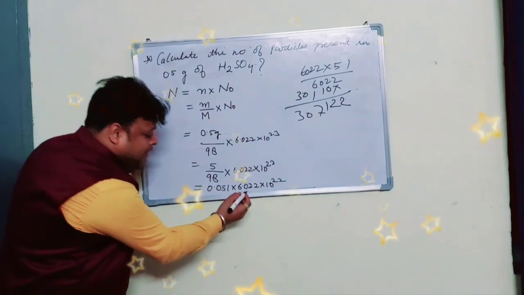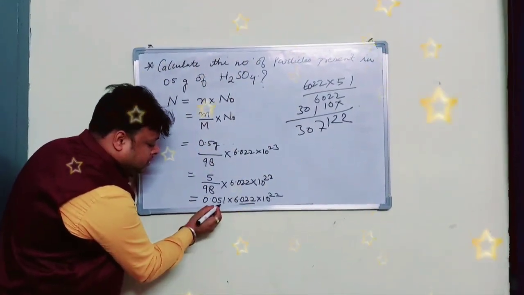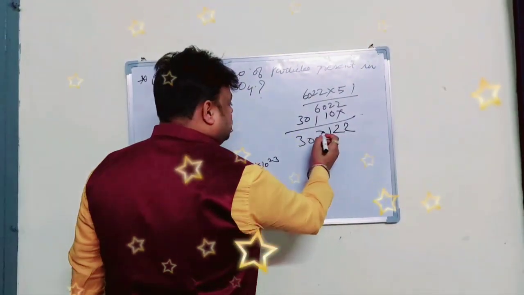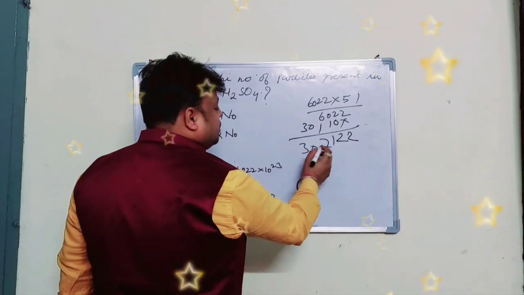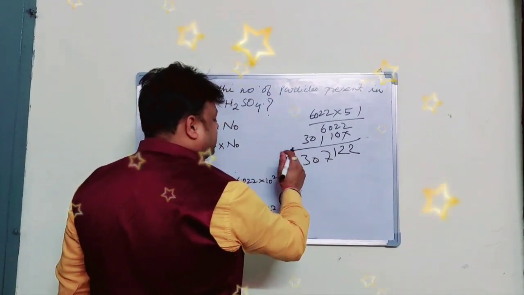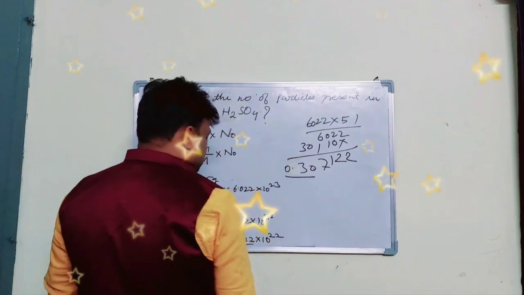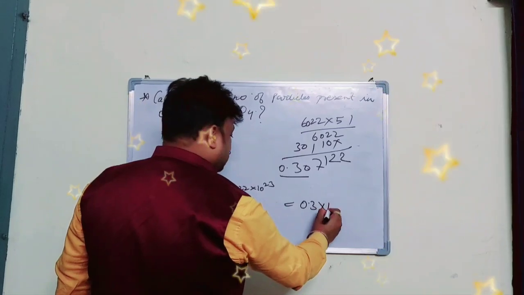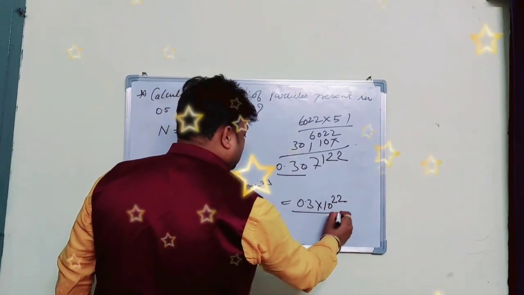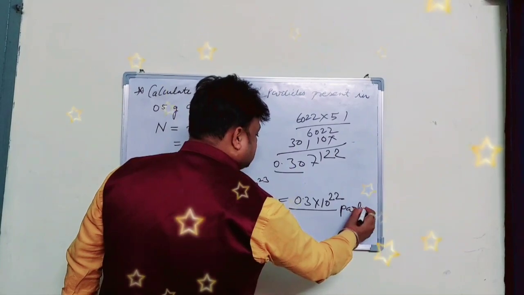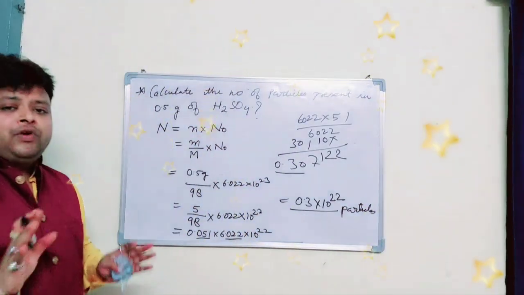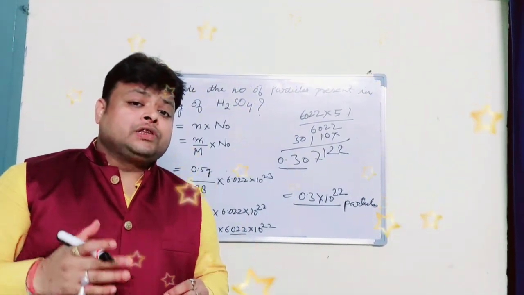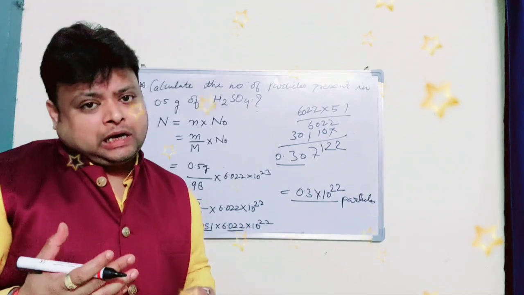Okay, now count the decimal places. The decimal comes at the 3rd and 6th digit. So 1 2 3 4 5, 1 2 3 4 5 6. So it will be 0.3 into 10 to the power 22 particles or atoms or ions. In this way, you can solve the second type of numericals, which is to calculate the number of particles, right?